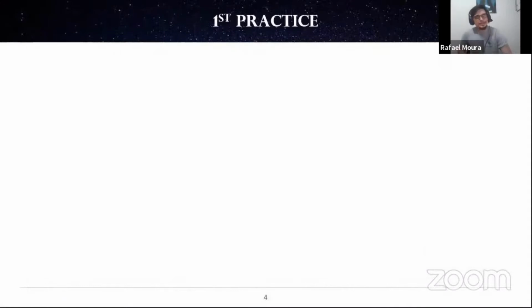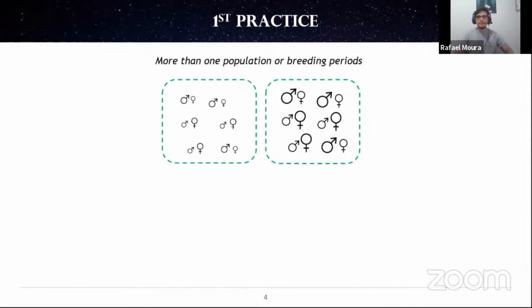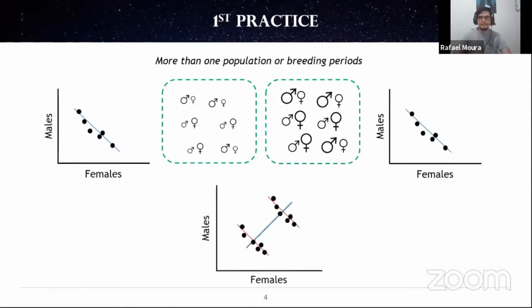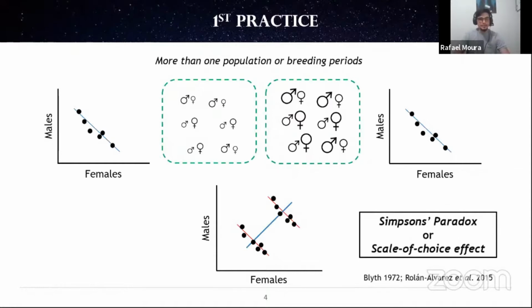Researchers use two practices to investigate assortative mating in nature, but they may have some problems that I will discuss here. The first one: if you want to study assortative mating in two populations or two different breeding periods, you may measure the size of individuals in copula, and you can find two correlations, for example, two kinds of negative assortative mating. However, if you observe the populations, you will see that the average size of individuals is different. So when you pool this data, what happens is a positive bias in the estimate of assortative mating. We can call this Simpson's paradox, or in the literature of assortative mating, the scale of choice effect. Here in our database, we found almost 46% of the studies perform this kind of practice.